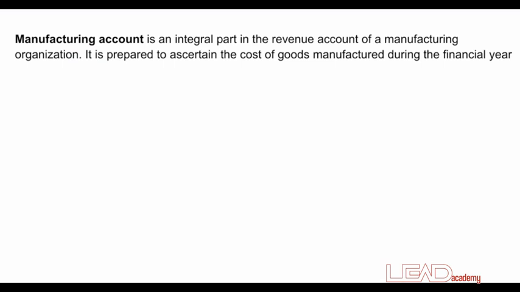Welcome to another video on manufacturing accounts. Manufacturing accounts, as the word implies, manufacturing, means the production of goods and services. This is an account that is used to ascertain the cost of goods manufactured during the financial year. So manufacturing accounts is used to get the cost of goods that was manufactured by a company or an organization during a financial year.